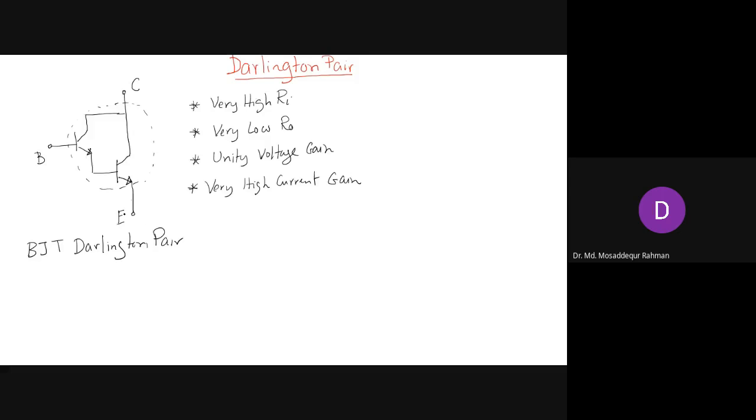And this one Darlington pair, like any other transistor, not only common collector, we can also use this in other configurations like common base or common emitter. In all 3 configurations, we can use Darlington pair. So today we'll show first an interesting modification of this Darlington pair circuit.